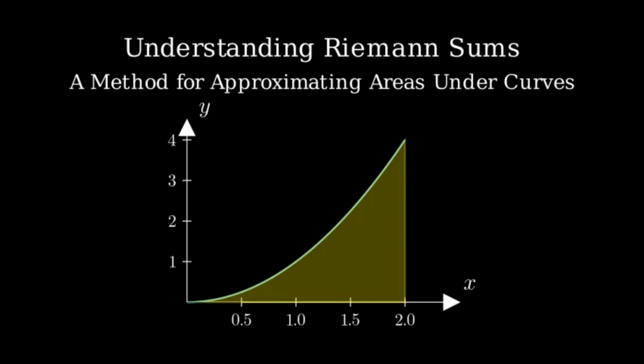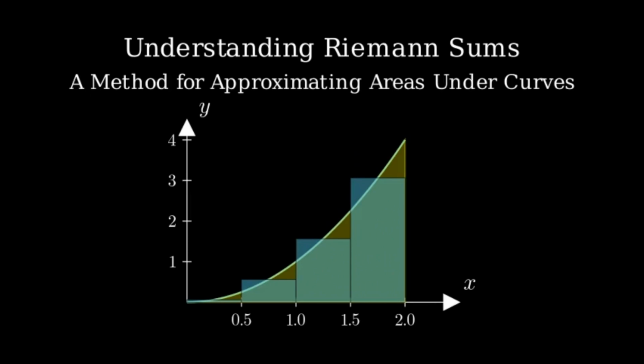the total area. We can form these rectangles in different ways. One way is to use the function value at the left endpoint of each subinterval. Another way is to use the right endpoint, or we could use the midpoint. Each method gives us a different approximation of the area.